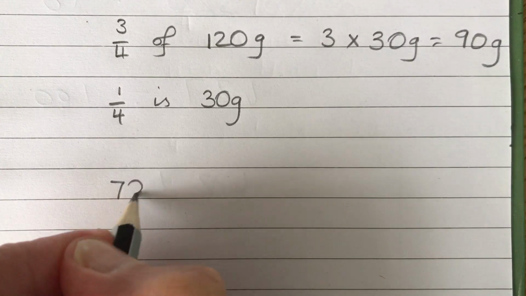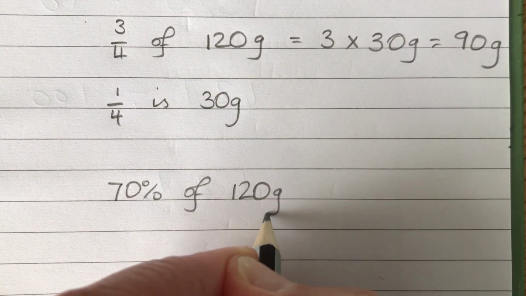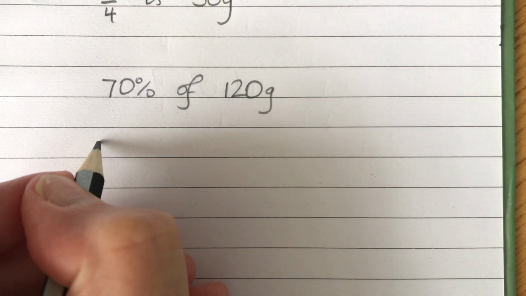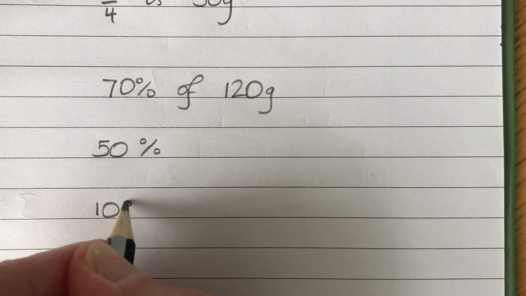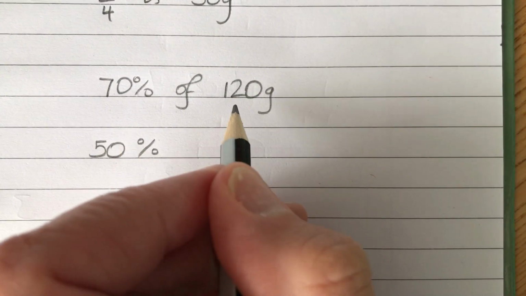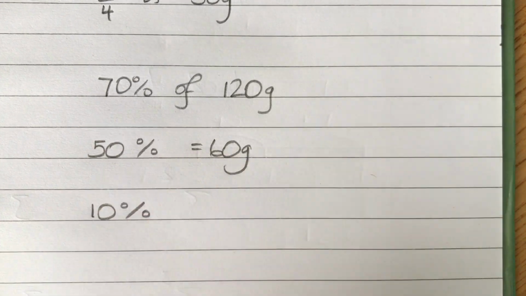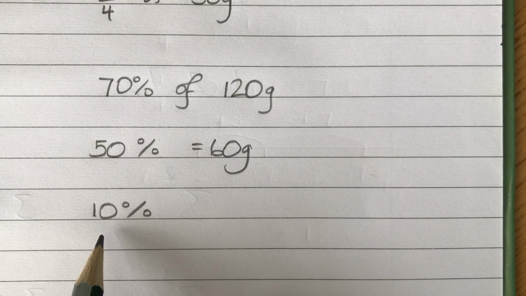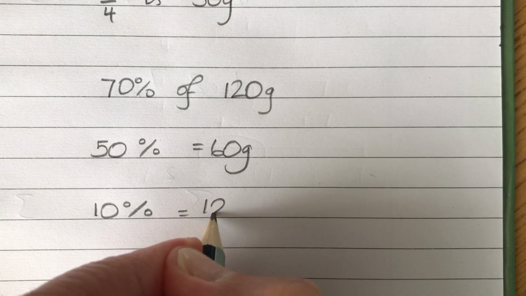Josh has 70% of 120 grams. There's lots of different ways to do this one as well. The way I'm going to do it is to use these key percentages, 50%, and then I'm going to use 10% and then use my 10% to help me with 20%. So 50% is the same as half. I've already halved that, so 50% is 60 grams. 10%, so to find 10% of a number, because 10% is the same as 1/10, I'm going to divide that by 10. So that's 12 grams.